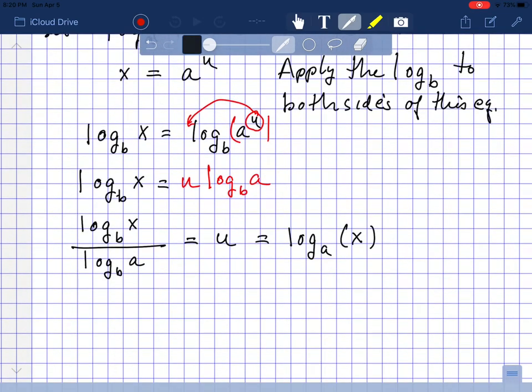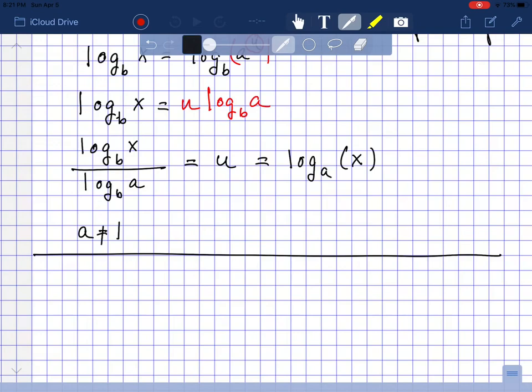Kind of nice, huh? We should make mention of the fact that that a here, because it's a base, is not equal to 1. Because if it were, then we'd be in trouble because we'd be dividing by 0. So we don't want to do that.